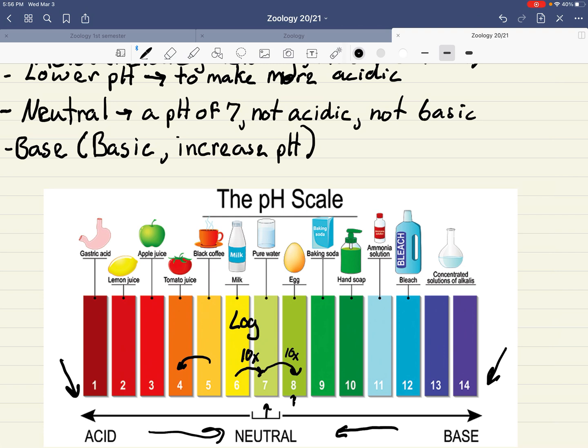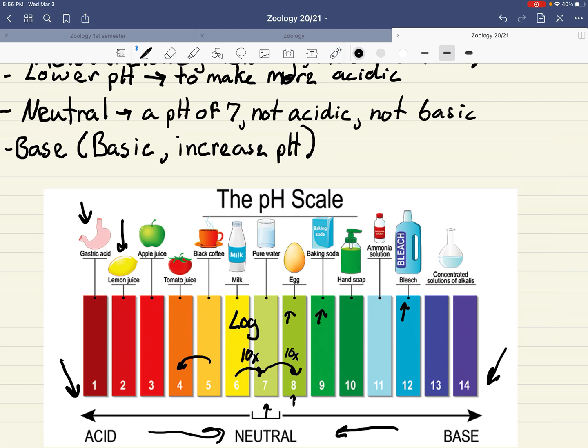So you can see on that picture there's some basic household items for the most part, and they have different pHs. Something like lemon juice has a pH of 2, so it's really acidic. Not as acidic as gastric acid, which is in your digestive system. If we compare that to something like bleach, bleach is very, very basic. Baking soda, an egg. All of these things have a different pH value.